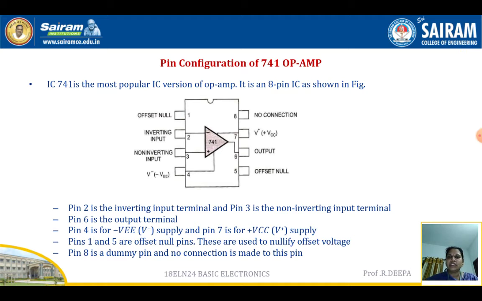The first pin is the offset null, the second is the inverting input terminal, the third pin is the non-inverting input terminal, and the fourth is the supply minus VEE. The fifth is offset null, at the sixth you will get the output of the op-amp, the seventh is the power supply plus VCC, and the eighth has no connection. So this represents the pin configuration of an operational amplifier IC 741.